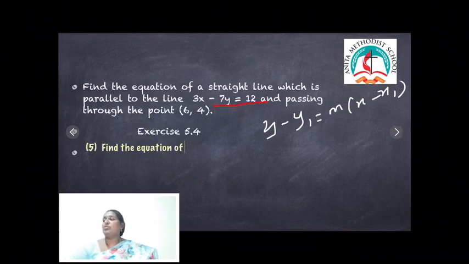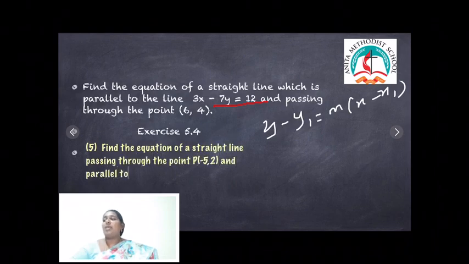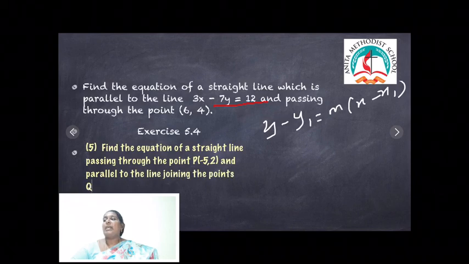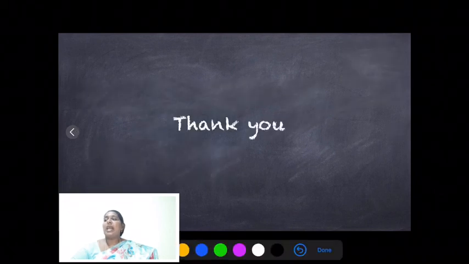Okay, children. One more sum. Find the equation of the straight line passing through the point (minus 5, 2) and parallel to the line joining the points. You will do. Okay, if you have a doubt, ask me.